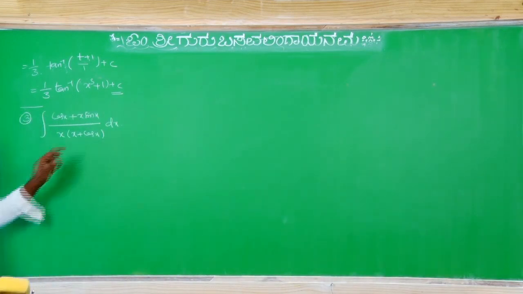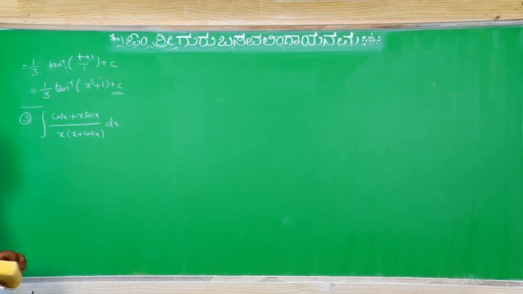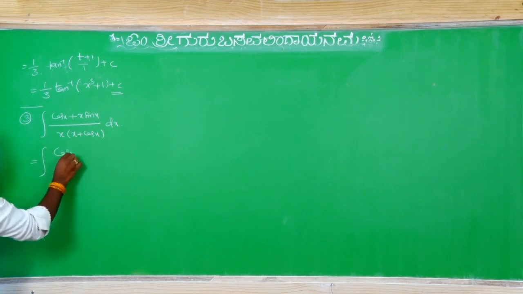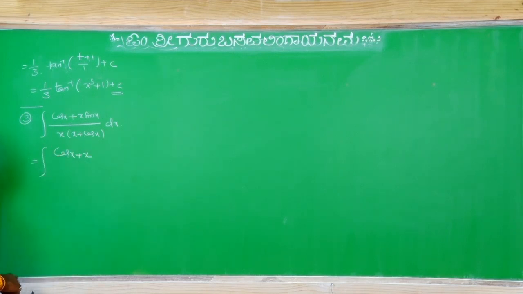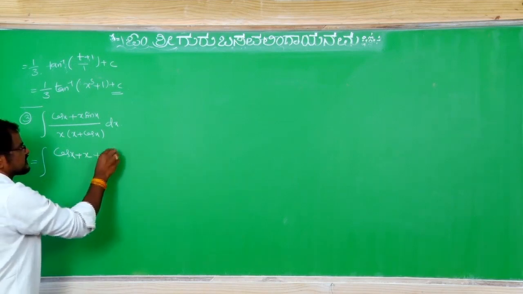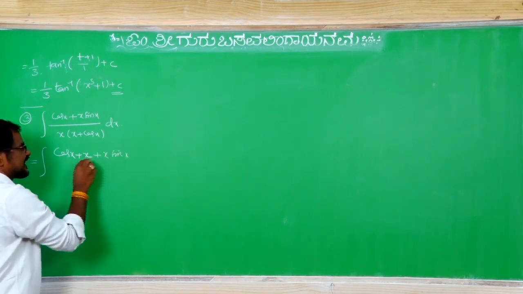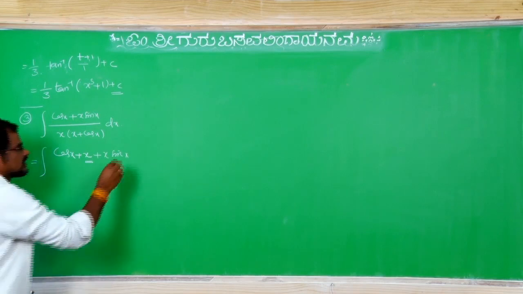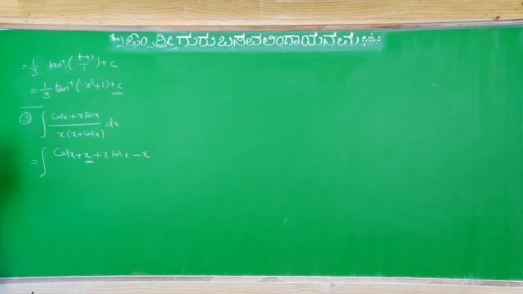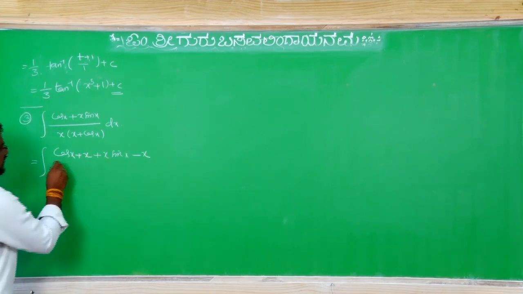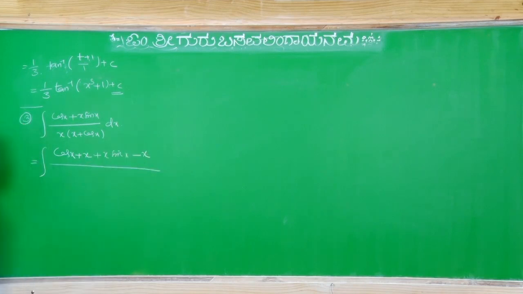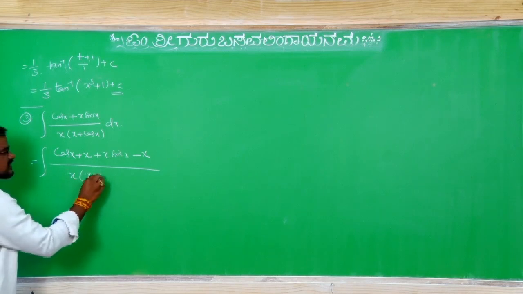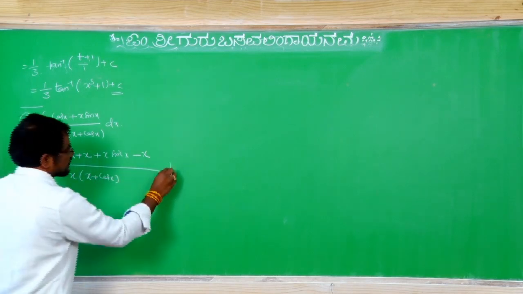Here x plus cos x is there, into x is there. So here if you write in the numerator cos x plus x plus x into sin x, meaning adding x, subtracting x, divided by x into x plus cos x into dx.